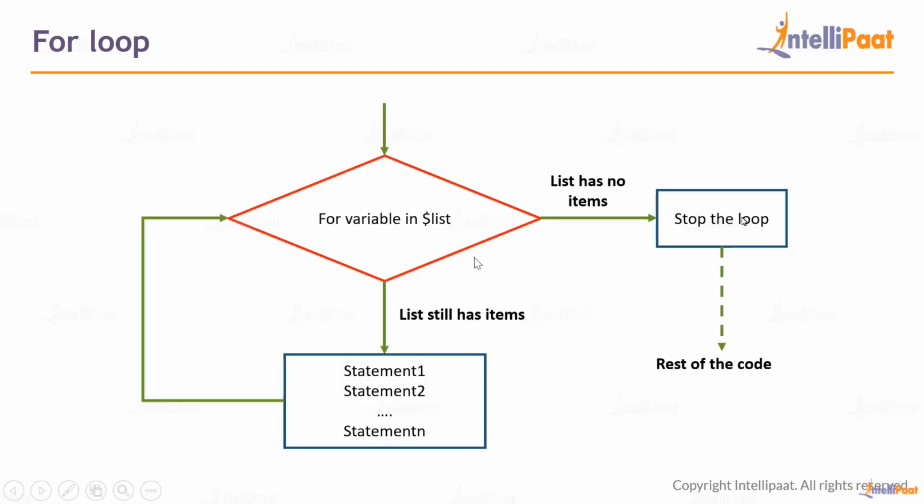Now let us look at the for loop. Again, it's the same. For variable in $list, so for every item in $list, it will execute. So let's say this particular list has 5 items. First item, it will execute, go back. There is a second item, execute, go back. Third item, fourth item, fifth item, and it does not have a sixth item. So right now it will not be able to execute it once again. So now the list will not have items, so it will stop the loop. Now let us look at the code.